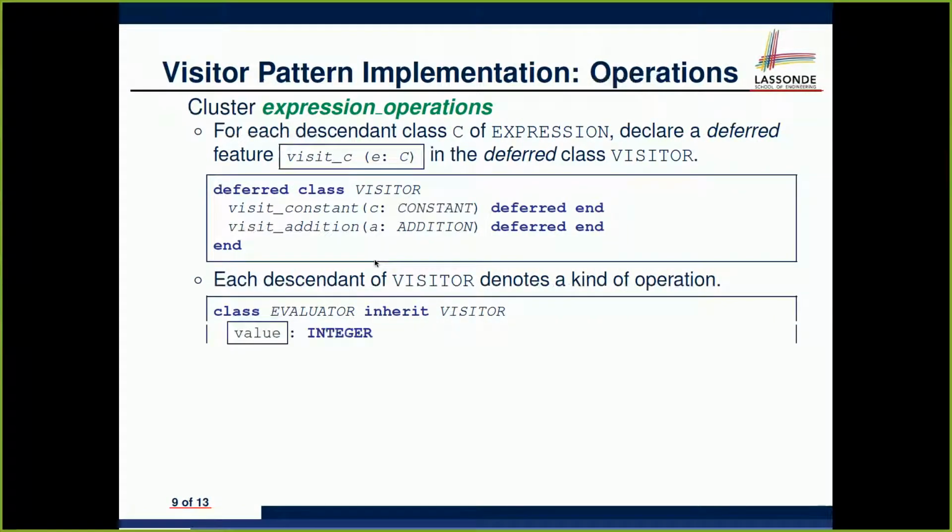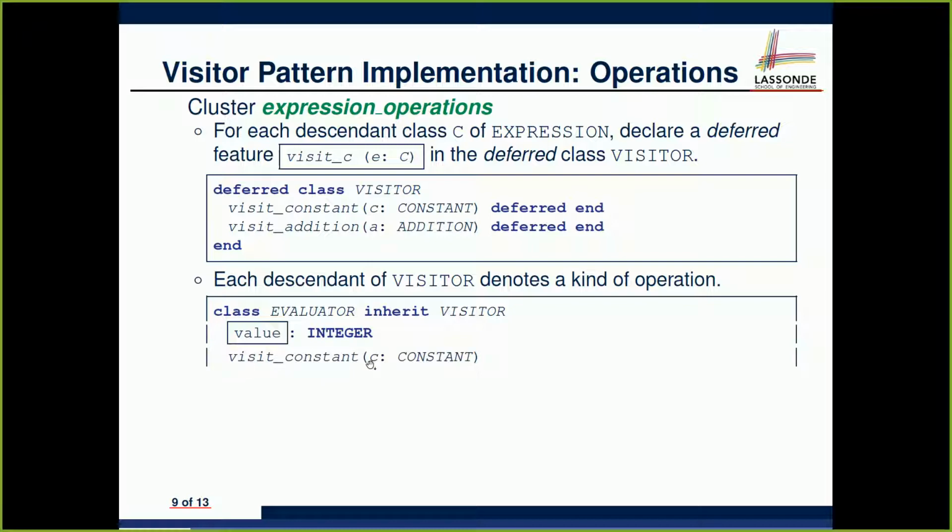Let's say value over here. You can see the value here is the visitor-specific value, right? In the context of the evaluator, we make the type of value integer. But later, if you want to implement, let's say, a pretty printer, in that case you might declare another value here of type string. Even though they're both called value, they have nothing to do with each other, right? They're independent.